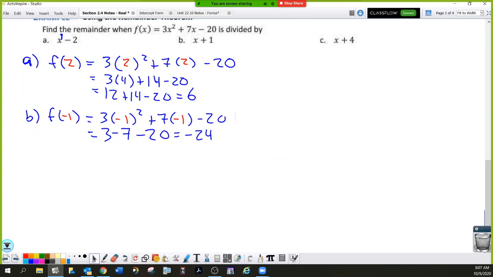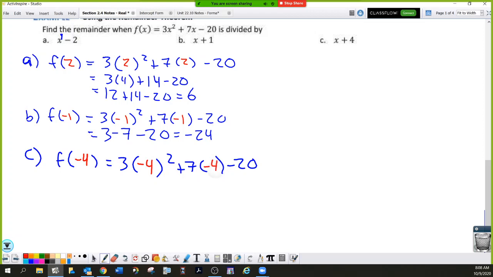Shrink this up so I've got some more space for part C. Part C. This time we're going to divide by x plus 4. Again, instead of doing the long division, if we're just looking for the remainder, we can evaluate the 0, so we can plug in negative 4 and see what we get. F of negative 4. Got a negative 4 here, here, here. Let's see what we get.